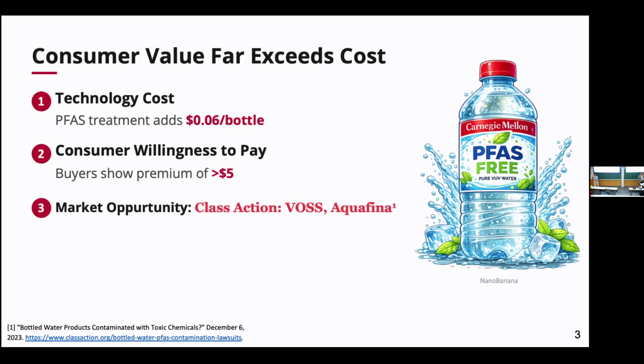And we found that there was potential market opportunity, as there are several brands, including Voss and Aquafina, that are going through current litigation because their products were found to contain PFAS when their marketing material claims to be pure.